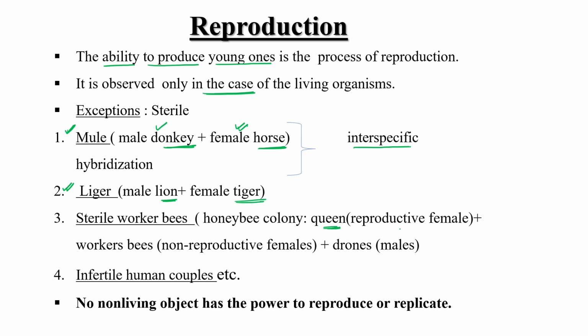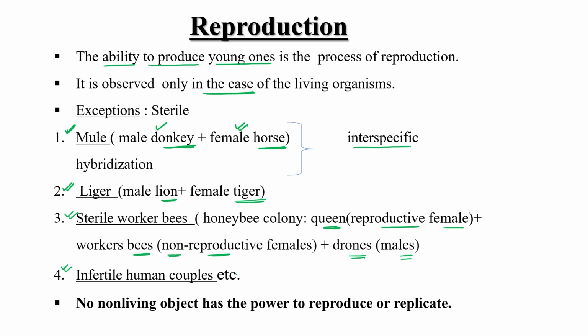This one is reproductive female. Some act as a worker bee. These are also female, but these are non-reproductive female, meaning these are sterile ones. And drones, these are male. So this worker bee is under this sterile category. So third example. Fourth example is infertile human couple.